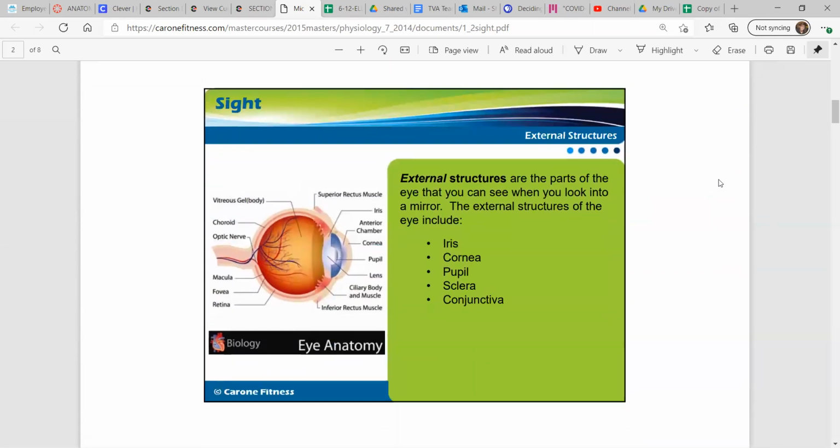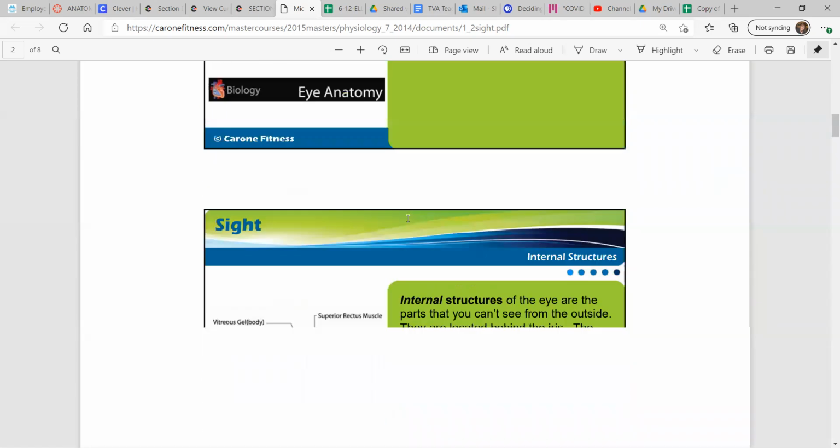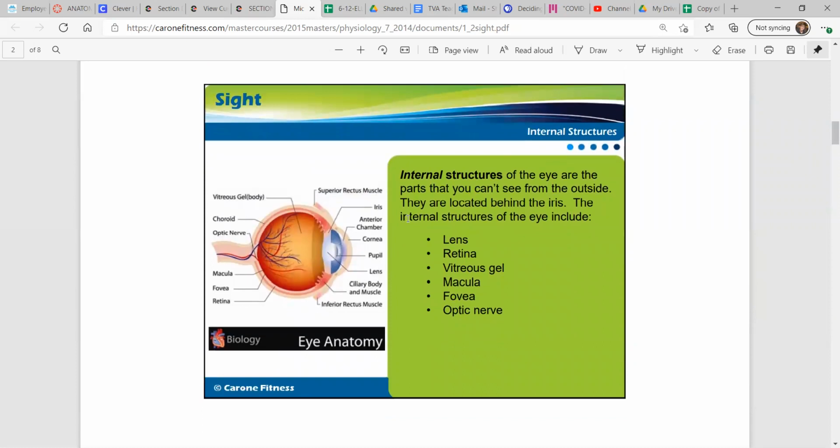External structures are the parts of the eye that you can see when you look into a mirror. So think of the iris, the cornea, the pupil, the sclera, and the conjunctiva. You can see those in this diagram. Internal structures of the eye are the parts that you can't see from the outside. They're located behind your iris, and they are the lens, the retina, the vitreous gel, macula, fovea, and the optic nerve.